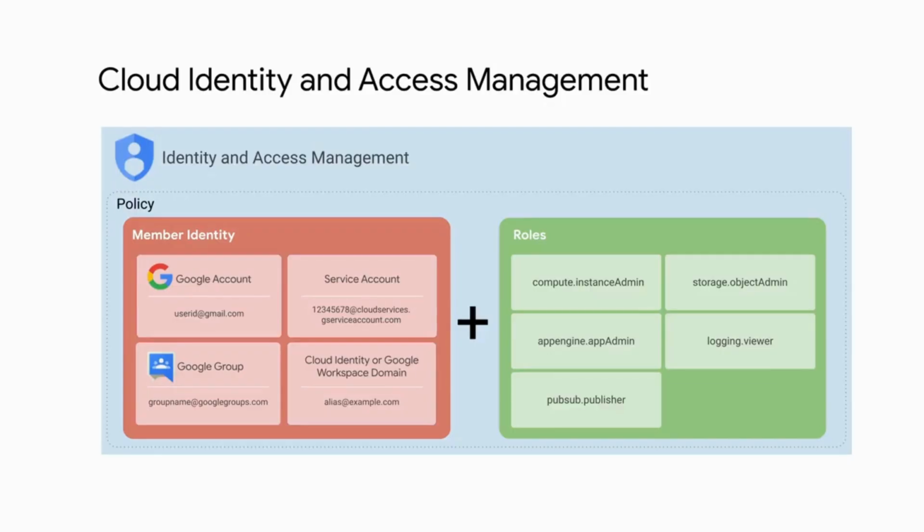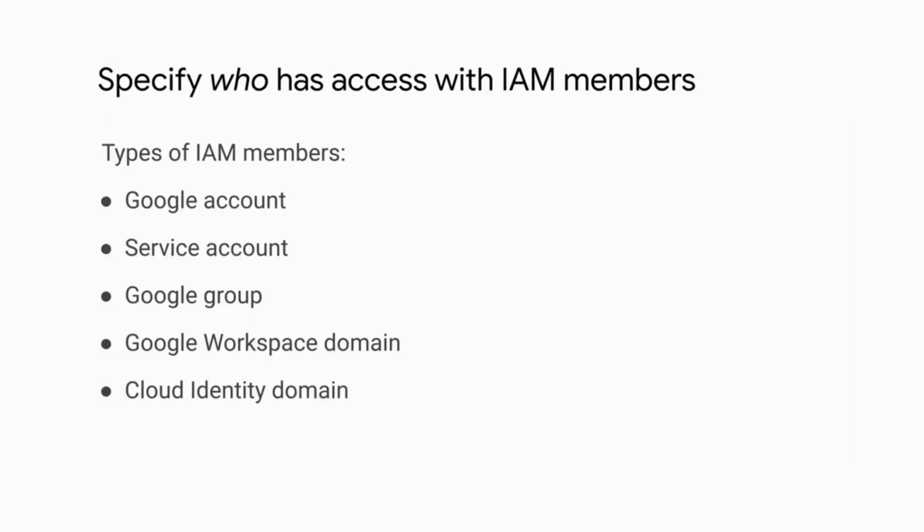Cloud IAM lets you manage access control by defining who, the members, has what access, the role, for what resource. You can grant more granular access to Google Cloud resources using the security principle of least privilege. Only grant access to resources that are necessary. You can specify who has access to your resources with IAM members. Members can be of the following types: Google account, service account, Google Group, Google Workspace domain, or Cloud Identity domain.